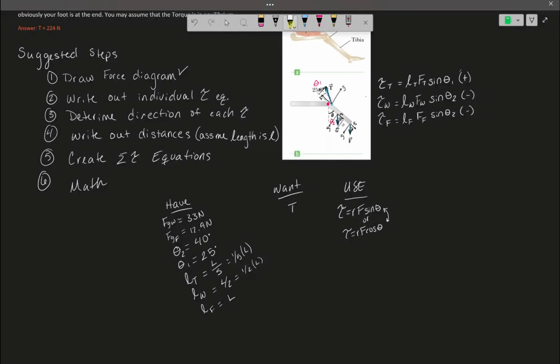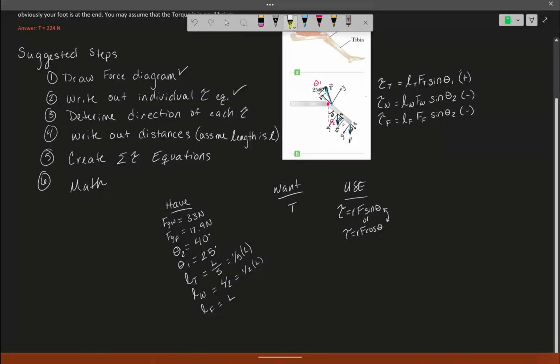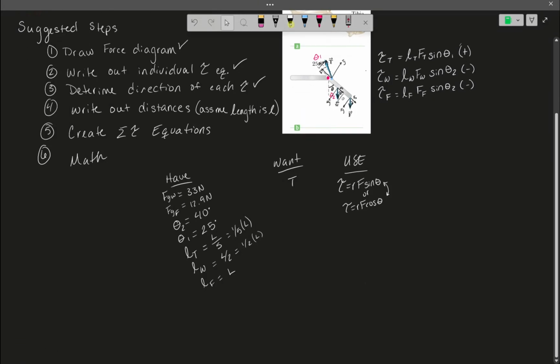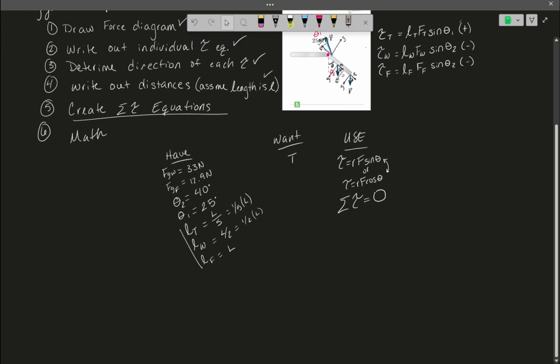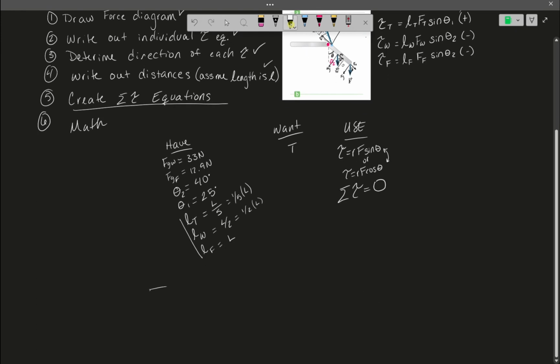So I wrote out the individual torques, and I determined the direction of each of my torques. Now I need to write out the distances. I did that. I figured out how far away each one of these is acting. So now I just need to create a summation of torque equation. For that, I'm going to use that all of my torques are in equilibrium, so the summation of torque is going to be equal to 0.